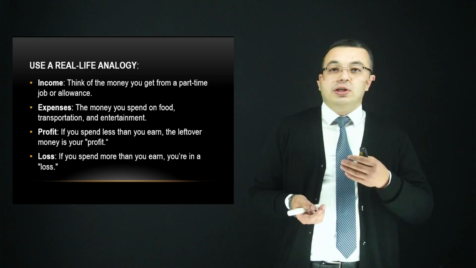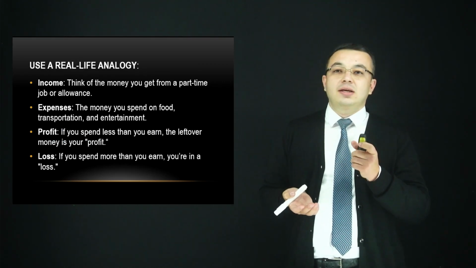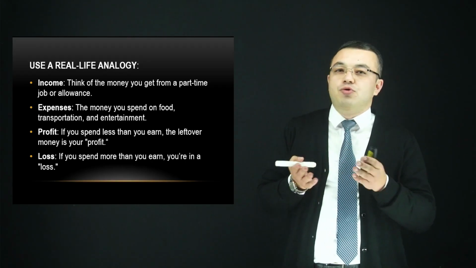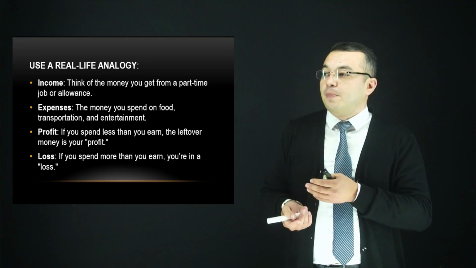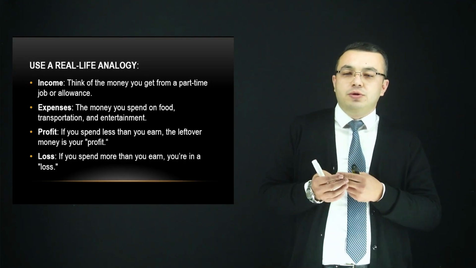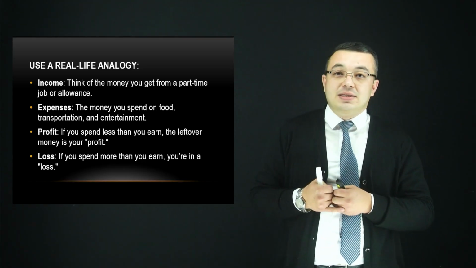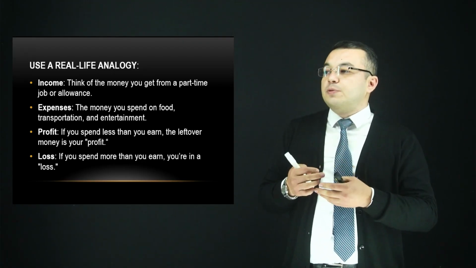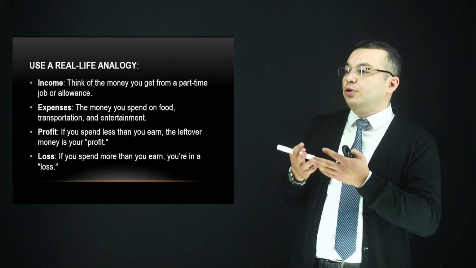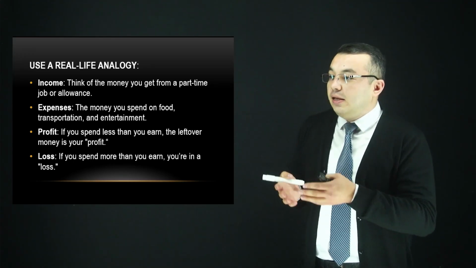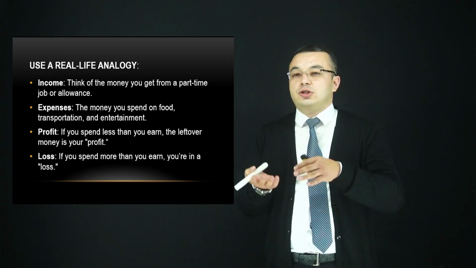And now we have to understand the terms. First of all, think of the money you get from a part-time job or allowance. It's called income. The money you spend on food, transportation or entertainment is called expenses. If you spend less than you earn, the leftover money is your profit. If you spend more than you earn, you are in the red. It's called loss.